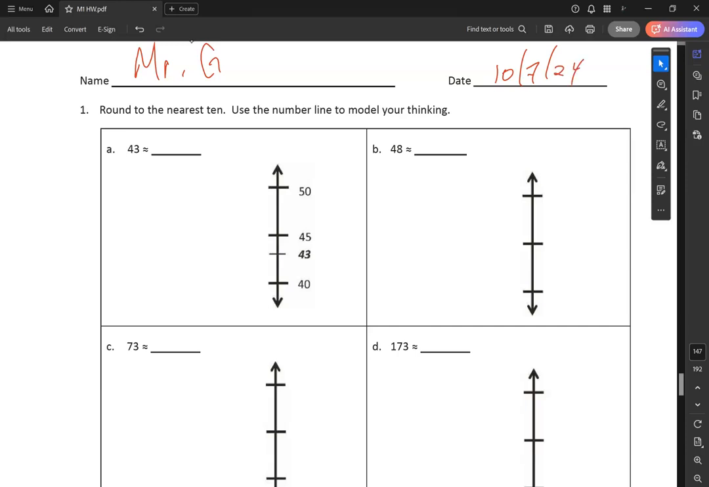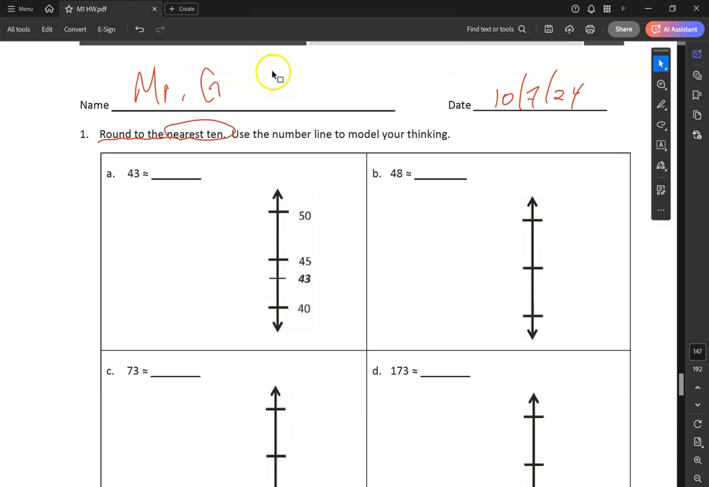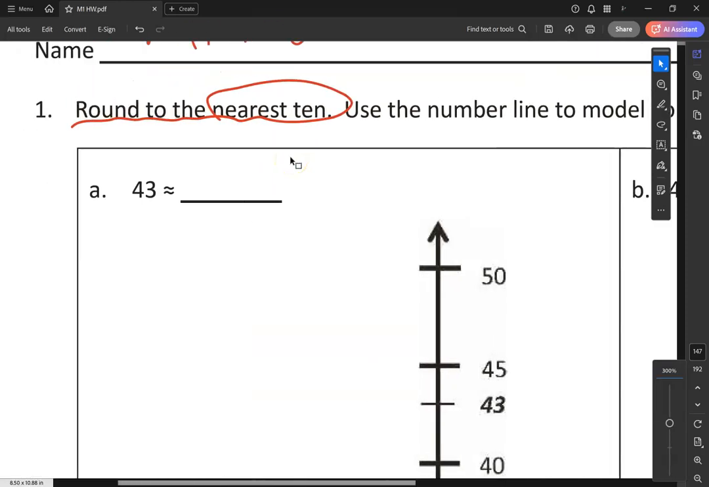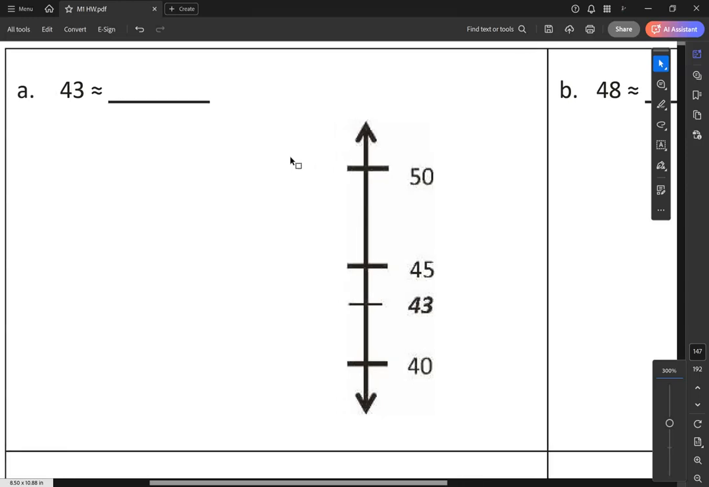Round to the nearest 10, use a number line to model your thinking. That means we're looking at the tens moves, so we're going to have to model them on the number line. So A is 43. I'm going to make this larger so that I can work this one at a time.